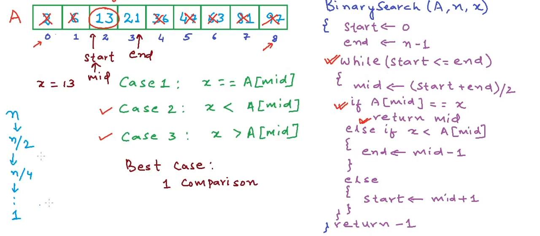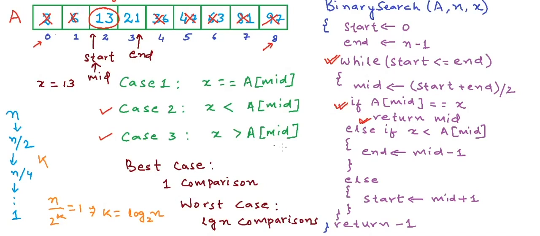Let's say it takes k steps to reduce n to 1 by dividing by 2 at each step. So n by 2 to the power k will be equal to 1. And if you solve this, then k will be equal to log of n. The base will be 2. So in the worst case, binary search will take log n comparisons, and so the time taken also in the worst case is proportional to log n, or in other words, it is big O of log n in terms of time complexity. And big O of log n is a lot more efficient than an O(n) algorithm.